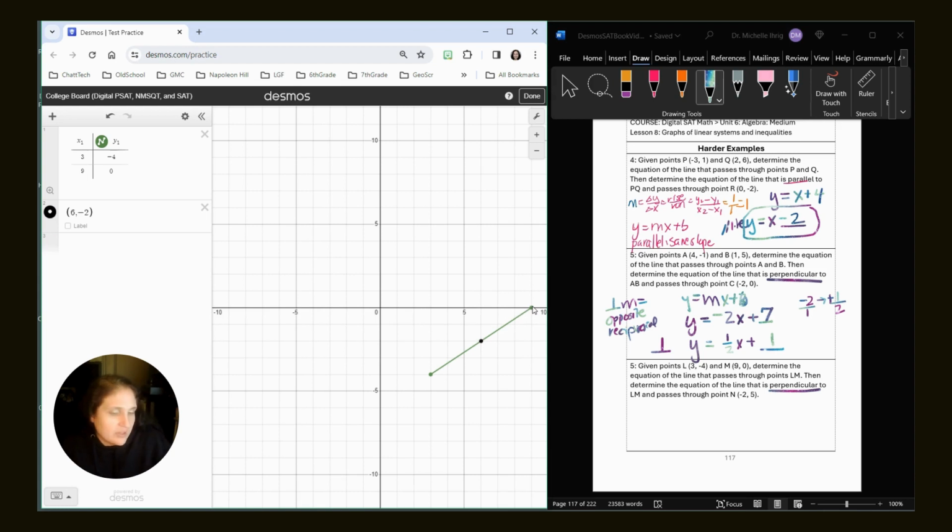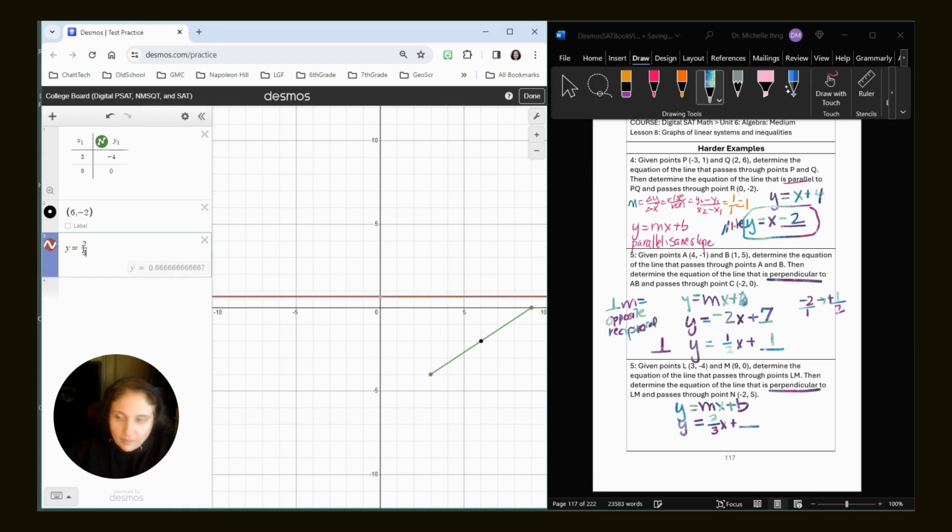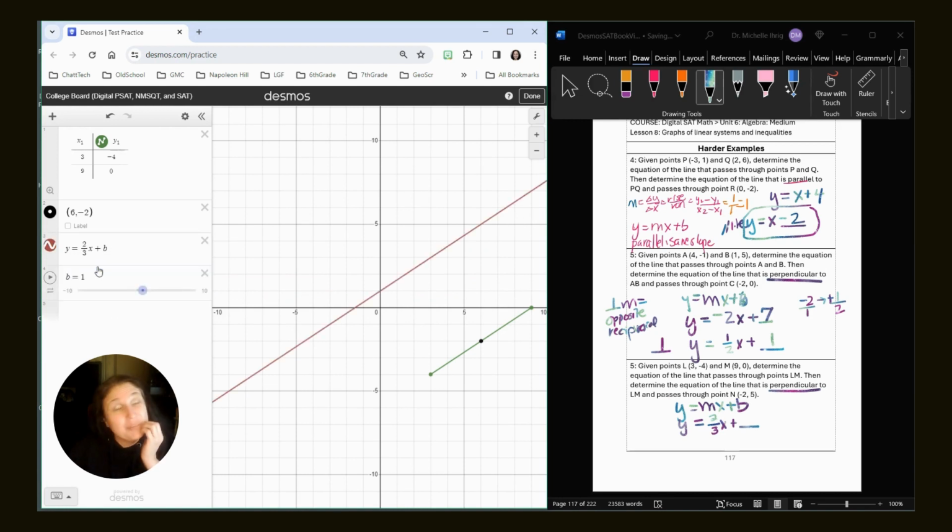So my slope for my original line, we have our y equals mx plus b. So my slope for my original line is up 2 over 3, so 2/3 x plus, and then we're going to need to get our b value. And again, look at how much easier it is just to use the slider feature. It's insane. It would be so much harder if you had to do it the other way.